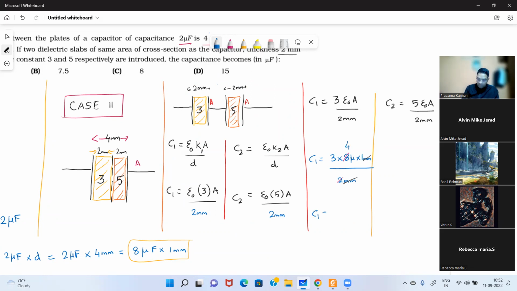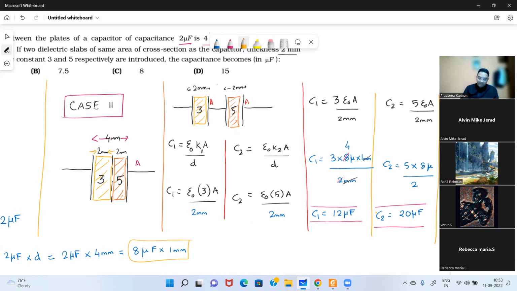Therefore, what is C1 going to be? 12 microfarad, exactly. So this is C1. Similarly, what is going to be C2? 20 microfarad. Fantastic. 5 into 8 micro divided by 2 cancels to 5 into 4, that is 20 microfarad. Excellent. Are you clear about this? Yes, sir.